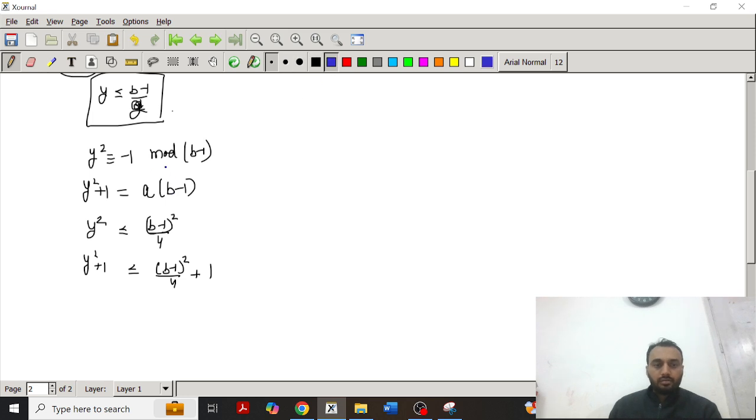So now I can find a constraint on a, because y square plus 1 is a times (b minus 1), which should be less than or equal to that, so a is less than or equal to (b minus 1) by 4 plus 1 by (b minus 1).